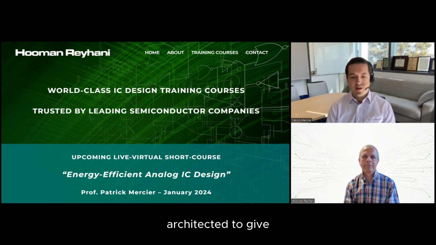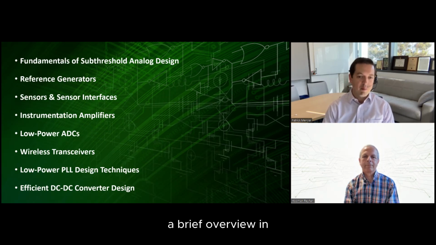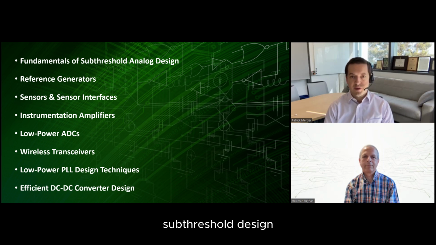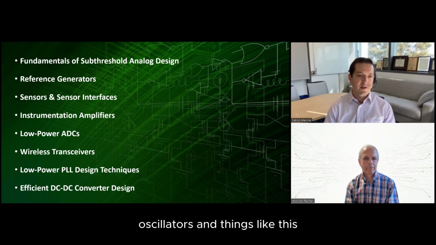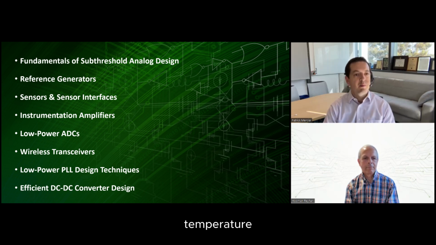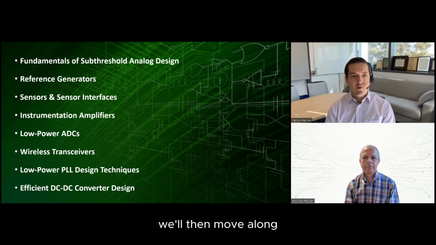So this course is really architected to give a good overview of a bunch of different low power and energy efficient design techniques. We'll start with a brief overview in subthreshold design, GM over ID design methodology, and things like this. Then we're going to move on to some basic building blocks that really leverage good subthreshold design practices, reference generators like voltage and current reference generators, oscillators, and things like this, all that are temperature, process, and supply voltage stable. And once we have those fundamentals, we'll then move along onto sensors and sensor interfaces.